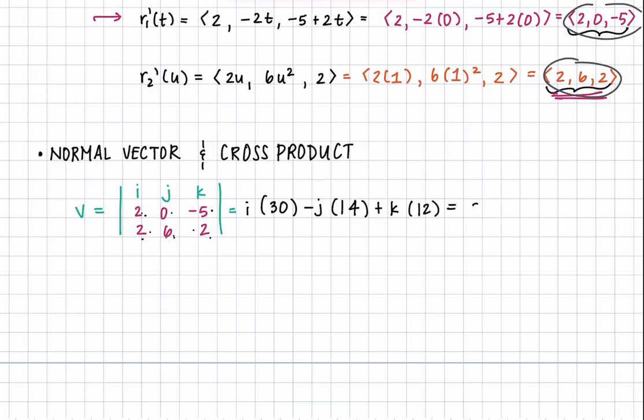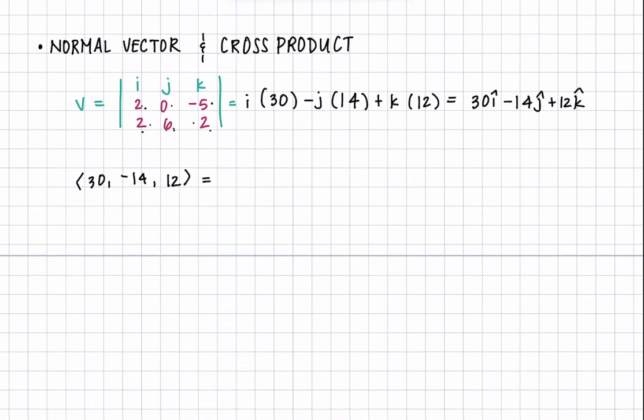So I can simplify this to give me 30i minus 14j plus 12k, or I could write this as (30, -14, 12). But I can also get the normal vector in simplified form. I can see that they all have a GCF of 2. So I'm going to take a 2 out and write it as 2 times (15, -7, 6).